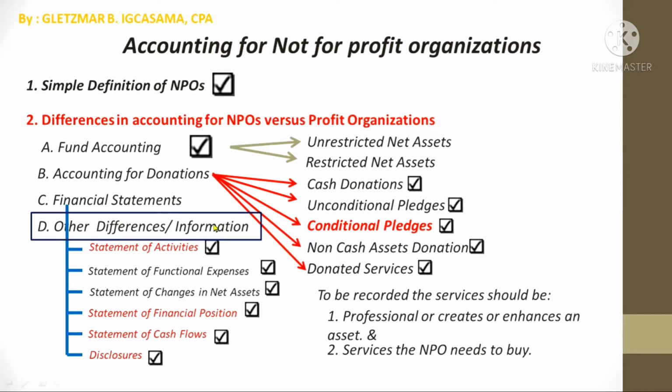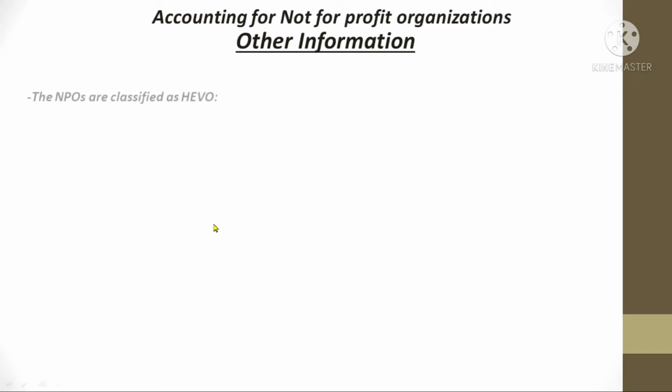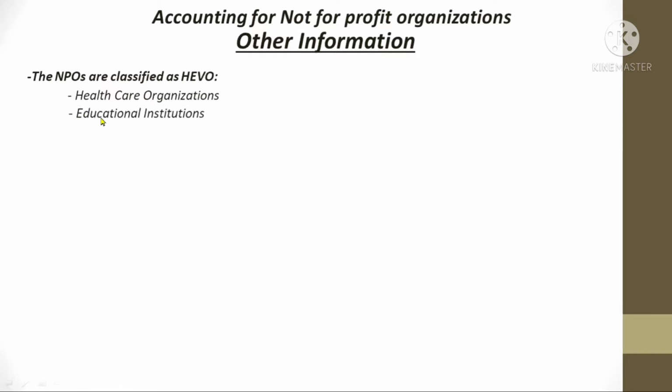So, before we start, let me mention again the classifications of NPOs that we talked about in episode 1. So, we have HEVO. H is for healthcare organizations. E is for educational institutions. V is for voluntary health and welfare organizations. And O is for others.